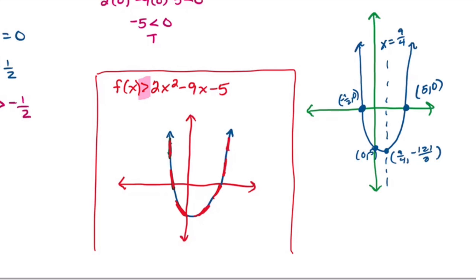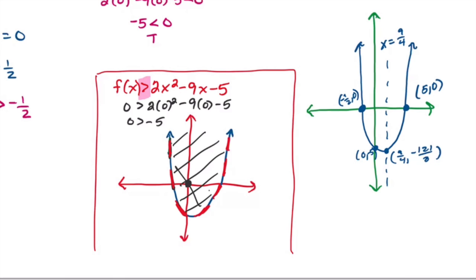Pick a test point. My favorite test point is the point 0, 0 if possible, and I will plug it into the function and see if it comes out true. If it comes out true, that means that is where I'm shading. And 0 is definitely greater than -5, which means I will be shading towards that point. So my parabola will look something like this, again with all the labelings as well.